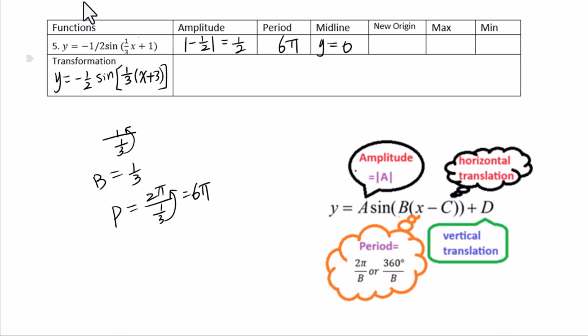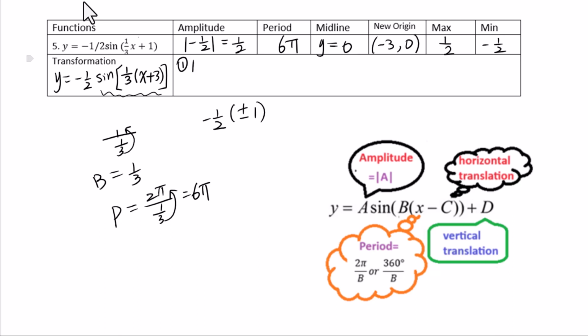New origin. Positive 3 forms a horizontal translation to the left, 3 units. Negative 3, 0. Maximum value, negative 1/2. We will change the sine function into plus or minus 1. Negative 1/2 times negative 1, we got positive 1/2. Negative 1/2 times positive 1 is negative 1/2. Transformation.